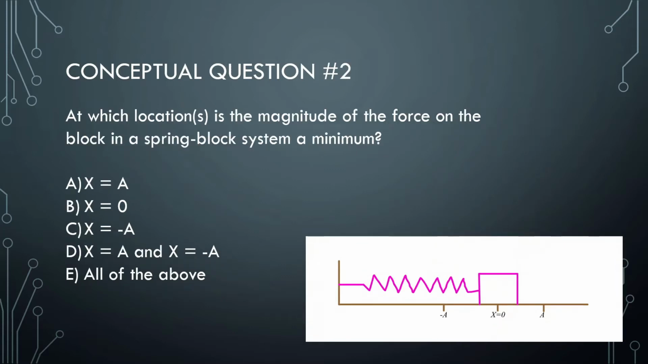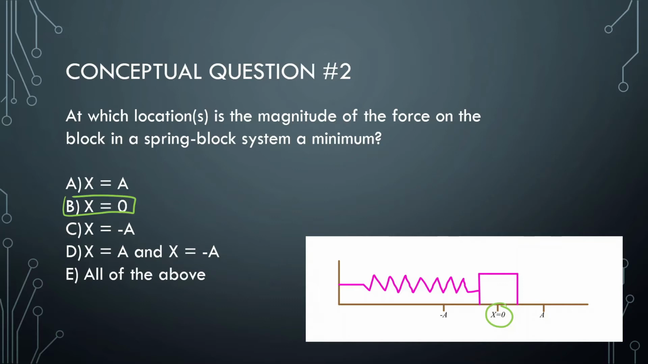Let's move on. Number 2, at which location is the magnitude of the force on the block in a spring block system a minimum? So we just talked about this, but we should know it's at a minimum when it's at its equilibrium position, because again, the spring is not compressed or stretched. So when it's at its equilibrium, the position is equal to 0. That is when the net force is equal to 0 as well.